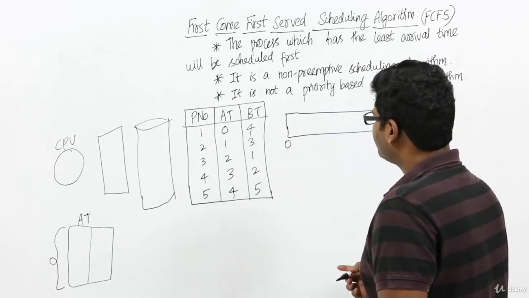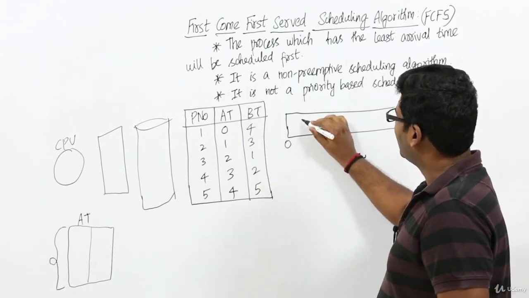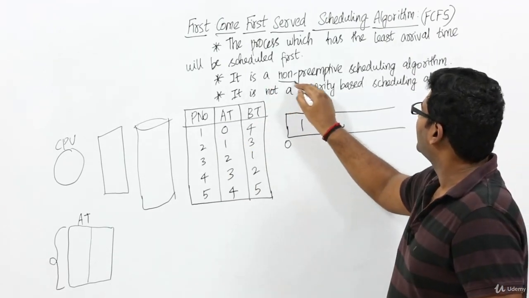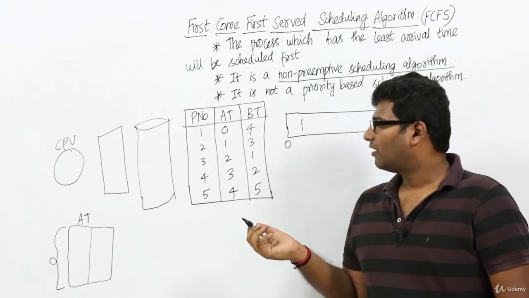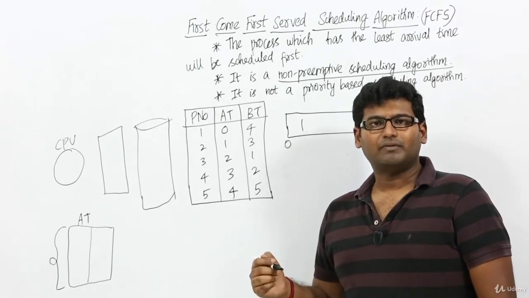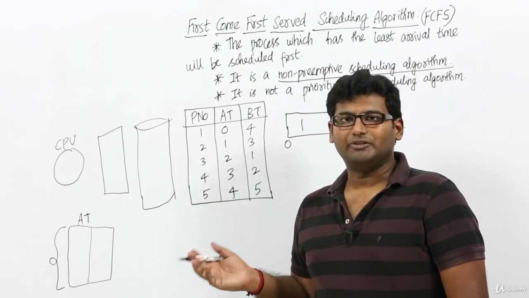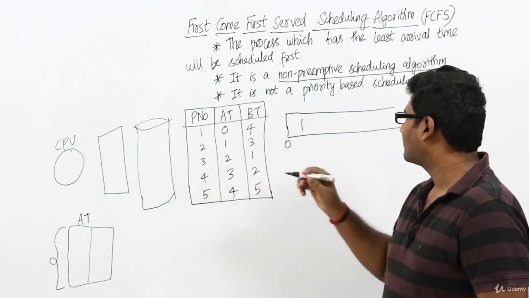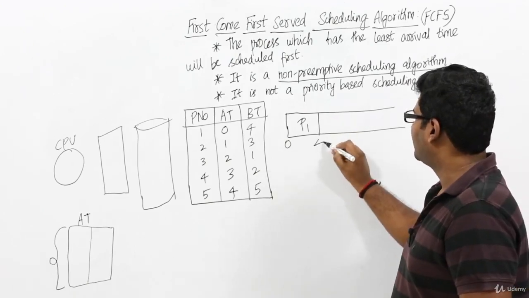At time unit 0, the only process which has arrived in the RAM is P1. And one more important point, it is a non-preemptive scheduling algorithm, which means whenever a process is scheduled to the CPU, until completion that process will not be preempted. It will leave the CPU only after completion. Now P1 is the only process in the RAM at time unit 0, so the algorithm has scheduled P1 and it will complete its execution till 4.